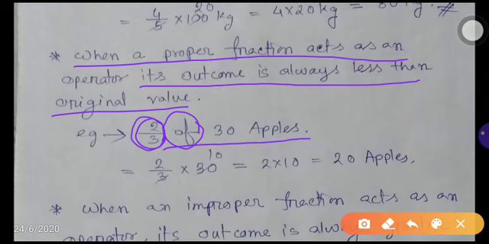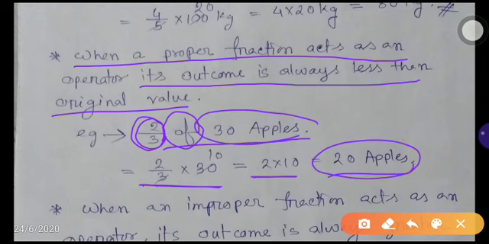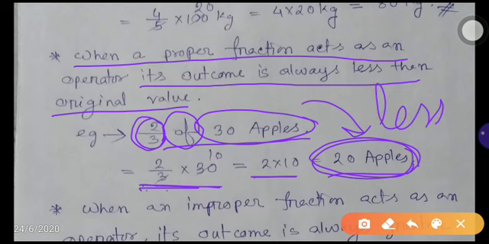Of means multiplication. That means 2 by 3 into 30. By this 3 we can cancel 30, 3 tens are 30. Okay, that means ultimately 2 into 10, 20 apples. You see here, initially how many apples were there? 30 apples. Whenever you multiply by 2 by 3, which is a proper fraction, what result do we get? 20 apples. That means 20 apples is what? Less. Okay, so the outcome is always less than the original value.